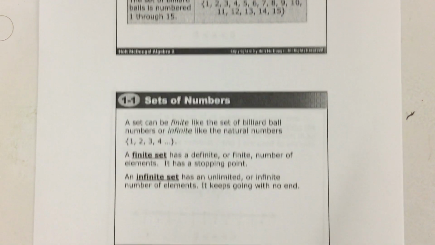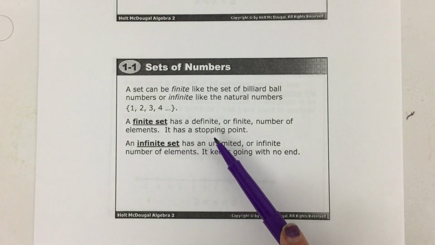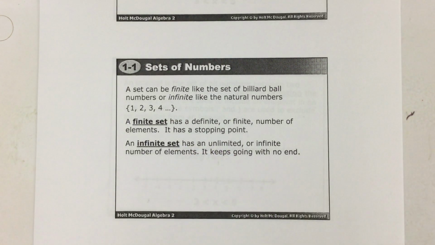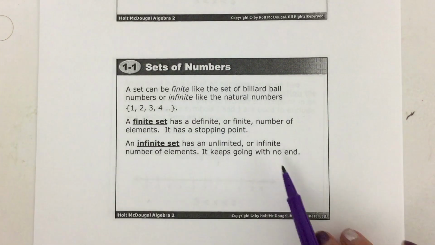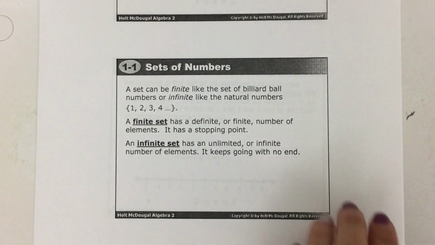Okay, some other vocab words that it's important for you to understand. A set can be finite, like the set of billiard balls. Finite means that there's an ending spot. It doesn't go forever. The billiard balls have 1 to 15. So the main thing to know is that finite has a stopping point. But an infinite set, it's kind of like natural numbers. You start at 1, 2, 3, 4, 5, 6, 7, and as you count, as you get smarter, you can keep going and going and going, and you can count all day with no end, if that's what you want to do. So an infinite set doesn't have an ending. You can just keep going. Finite has a definite ending.